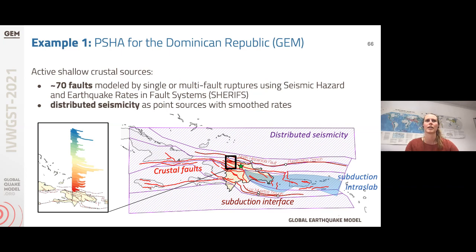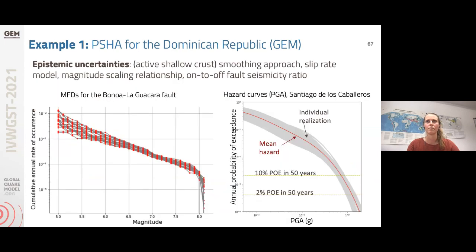Another place where a similar methodology has been used that you may be more familiar with is the USURP model, which is a rupture forecast for California. Also, to highlight the epistemic uncertainties that we've included here, we were able to include multiple hypotheses in the active shallow crustal component that helped us to observe a range of hazard results for the region of interest.